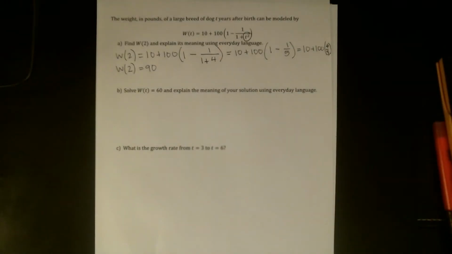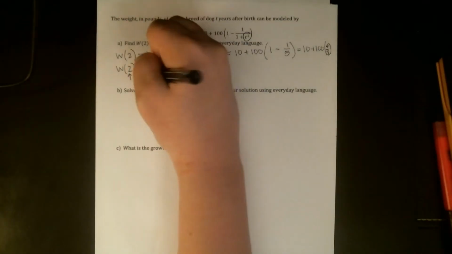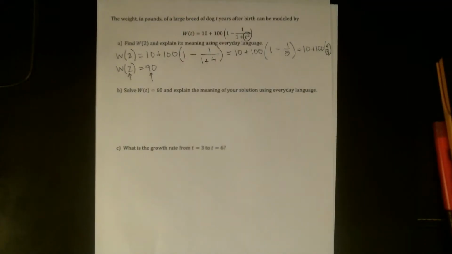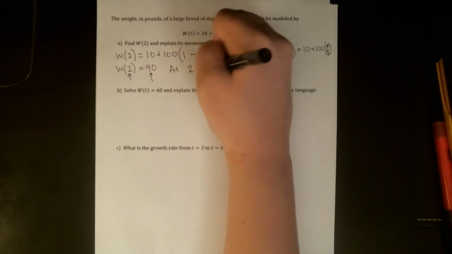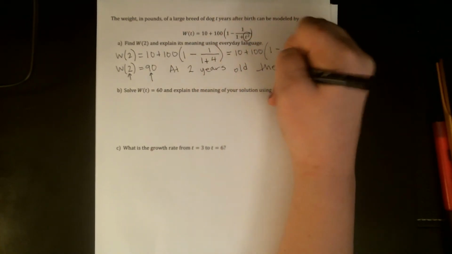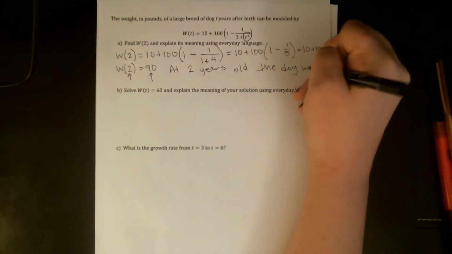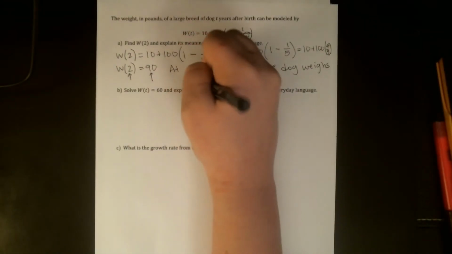And then we're supposed to explain what this means using everyday language. Okay, so input output. Our input was 2. This should be the dog's age in years. Our output was 90. This is the dog's weight in pounds. So at 2 years old, the dog weighs 90 pounds.